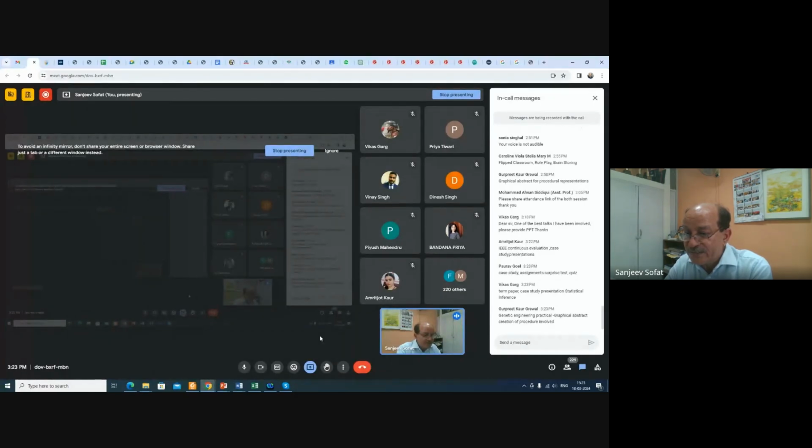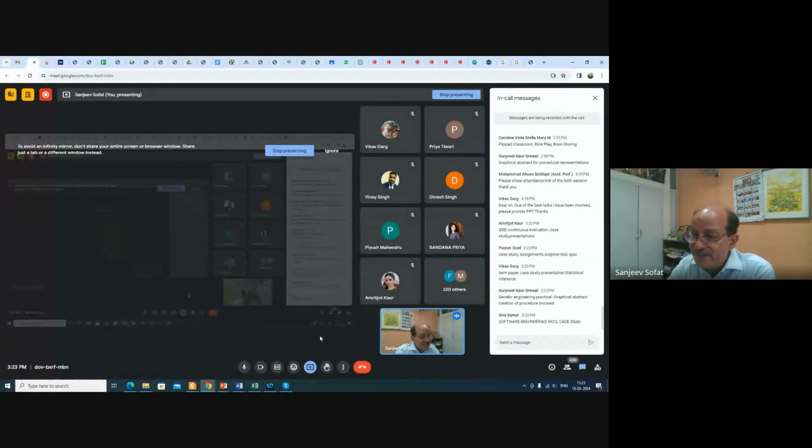Yes, Vikas says term paper. Yes, that's good. Case study, presentation, statistical inferences. That's very important these days, how you infer from the data, because these days we talk a lot about Industry 4.0, and there we talk a lot about this particular aspect. Gurpreet Kaur says genetic engineering practicals, graphical abstract. That's very interesting. Can I think of a graphical abstract? That's again big data analytics where a lot of data is there. You try to draw some graphics out of this and try to infer from this.